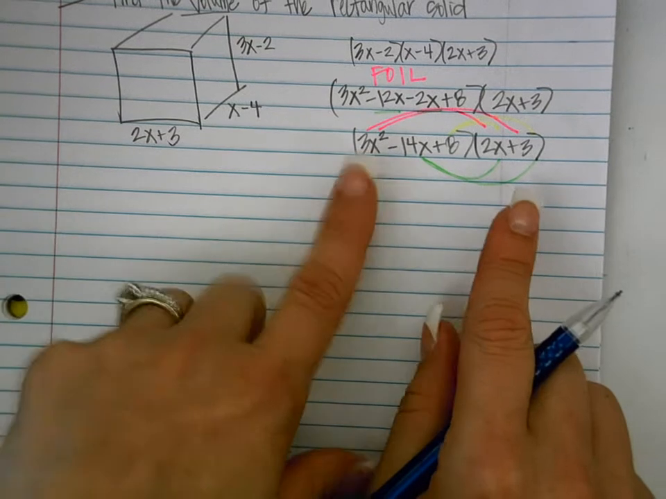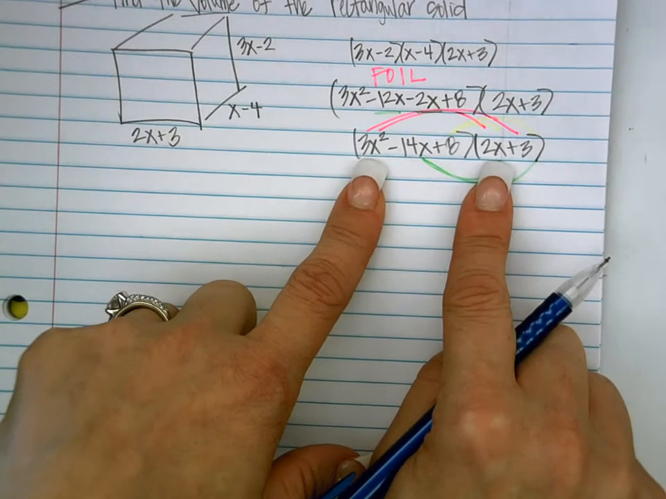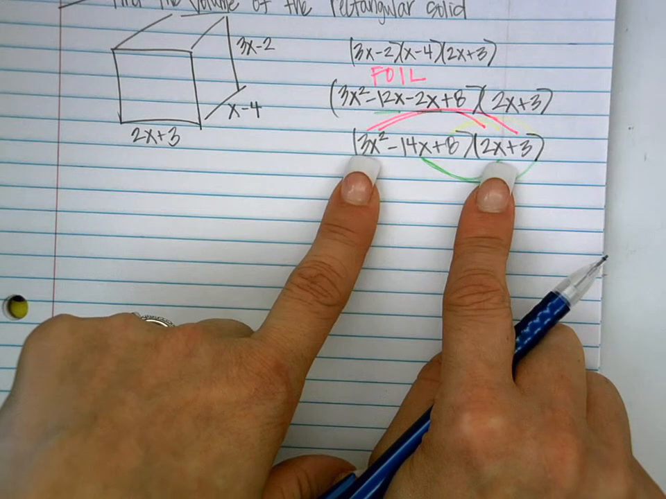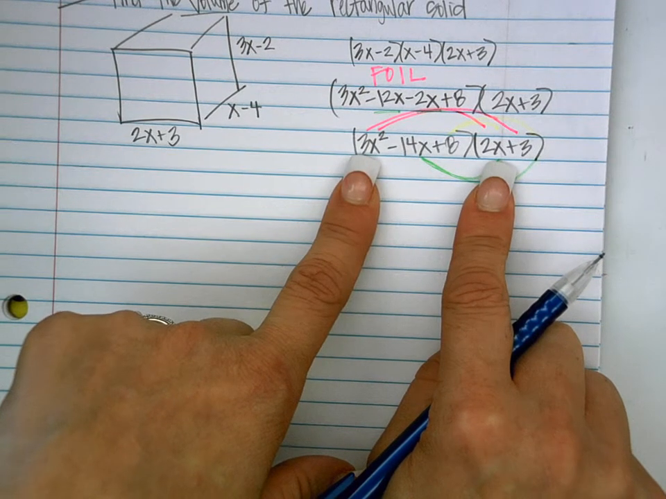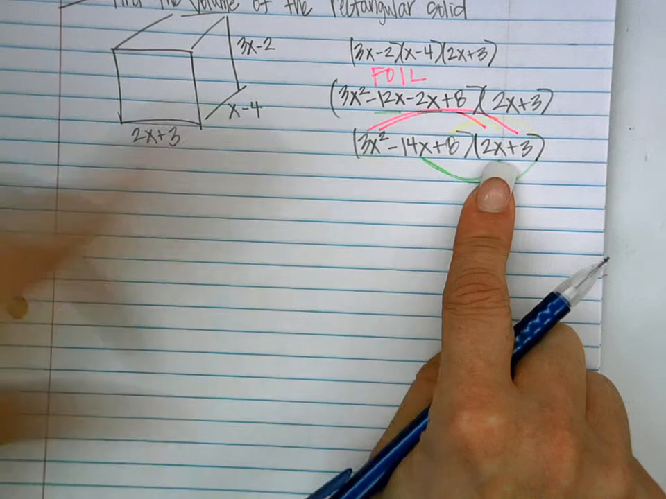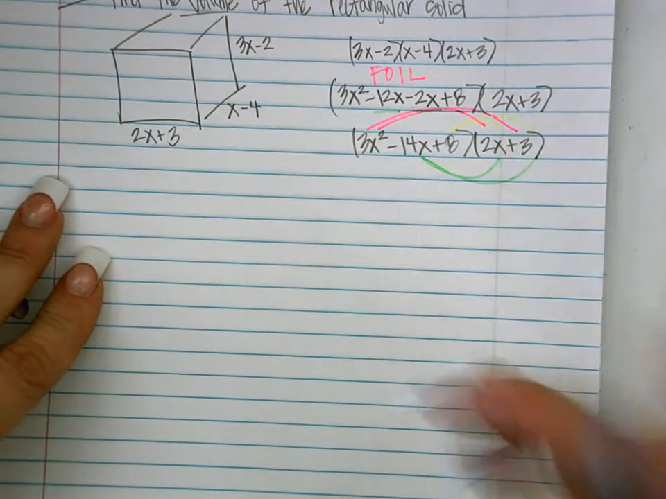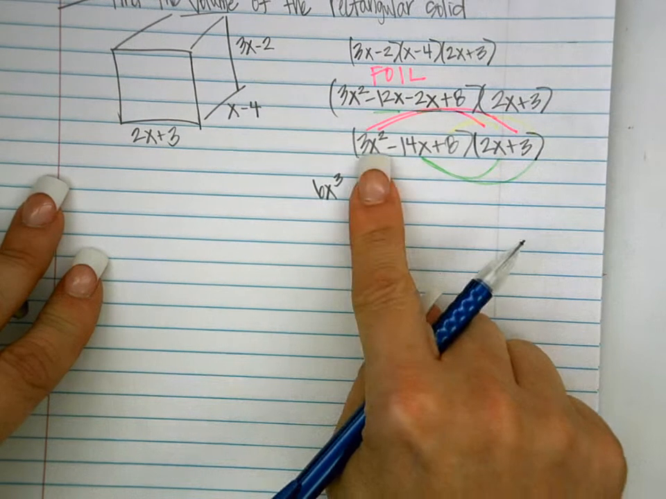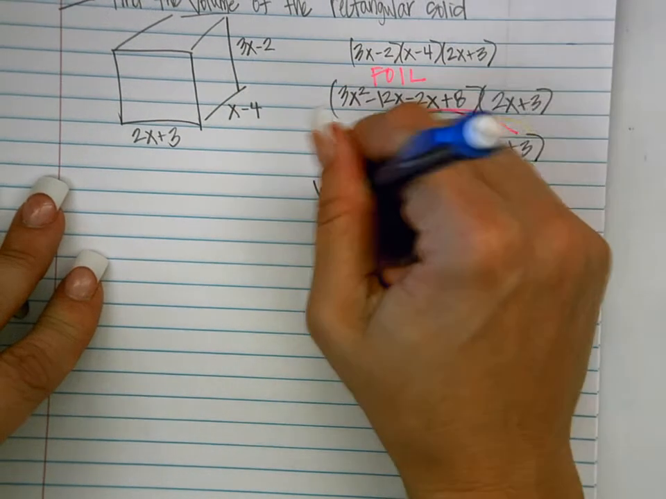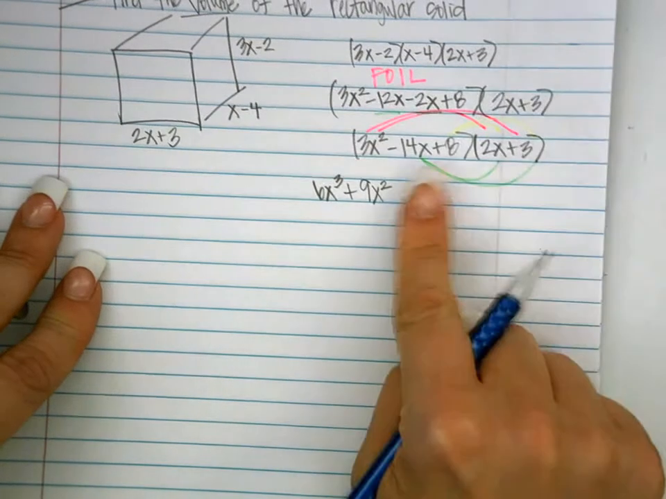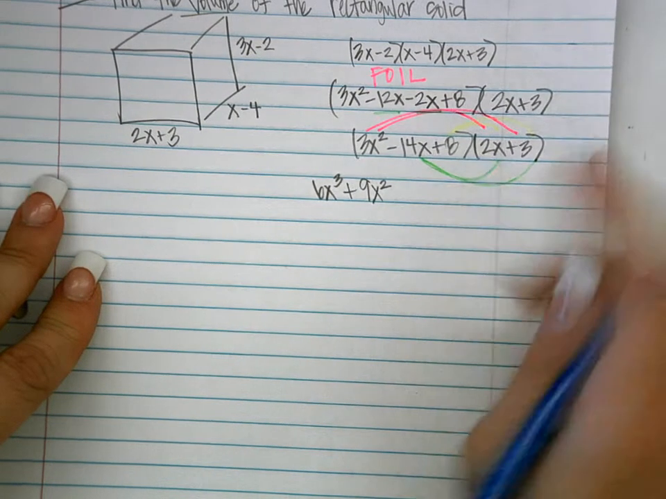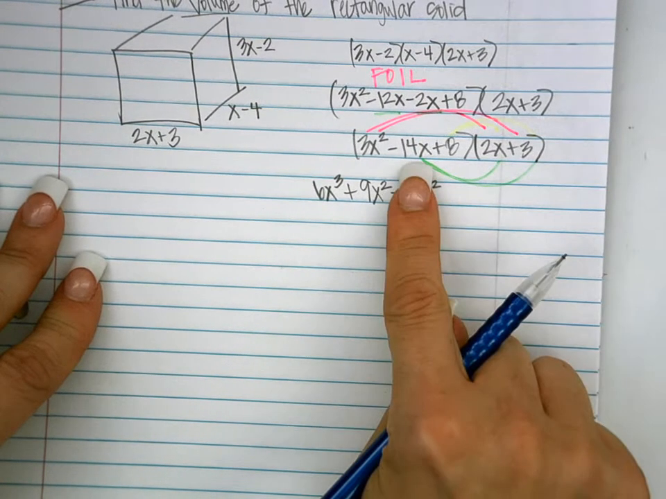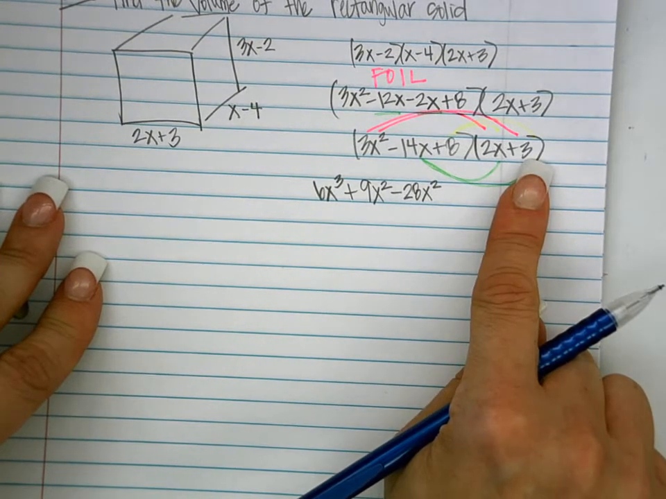So if I distribute 3x squared times 2x, what does that give me? Multiply the numbers together, add their exponents. So 3x squared multiplied by 2x would give you 6x cubed. Then 3x squared multiplied by 3 would give you plus 9x squared. Negative 14x times 2x gives you minus 28x squared. Negative 14x times 3 gives you what?